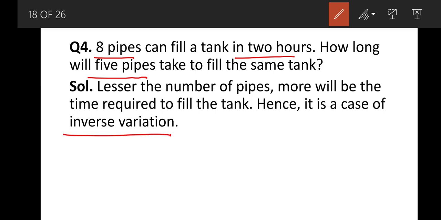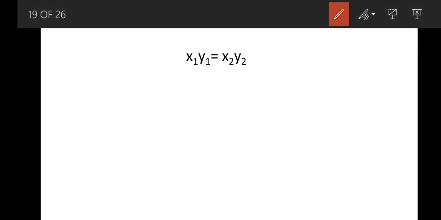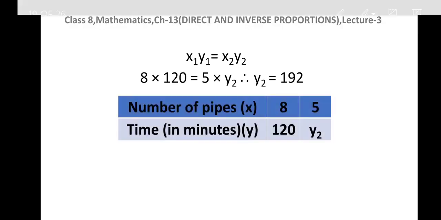One quantity is increasing, but another quantity is decreasing. Like the number of pipes has been decreased, but the time taken will obviously increase. So this is a case of inverse variation. Now as we know, in case of inverse proportion, what is the relation? x1 y1 is equal to x2 y2. So we have put the values and we got the answer as 192.